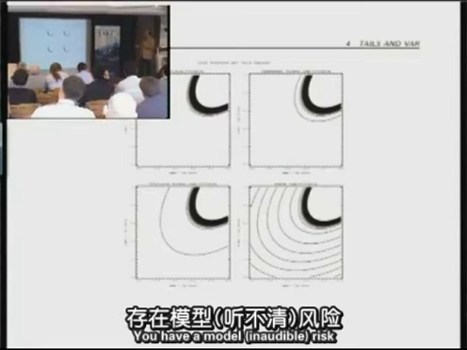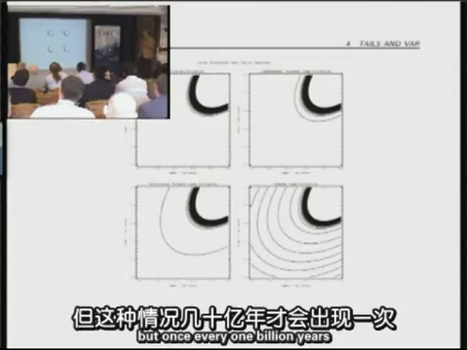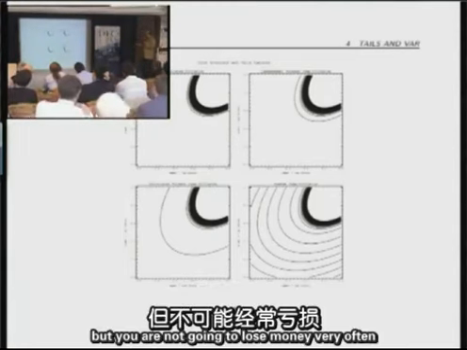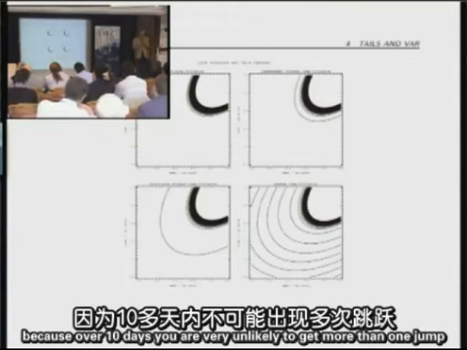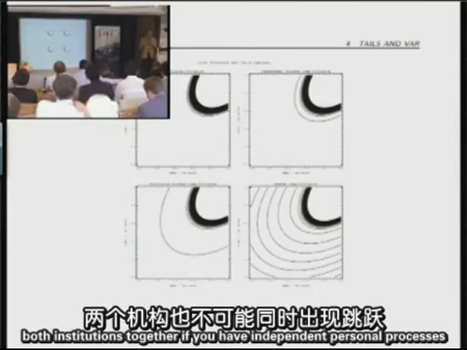If you have a model with just Brownian risk, you can't lose money with Brownian, basically. You can lose money, but once every 1 billion years. If you have independent Poisson jump diffusions, then you can lose money, but you're not going to lose money very often because over 10 days, you're very unlikely to get more than 1 jump, and you're also very unlikely to get a jump in both institutions together if you have independent Poisson processes.